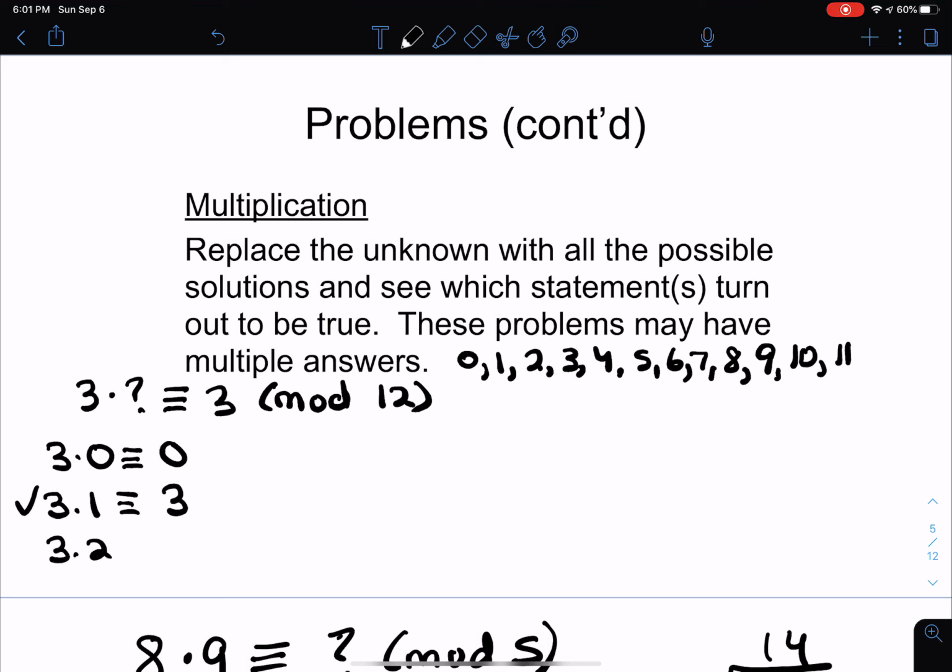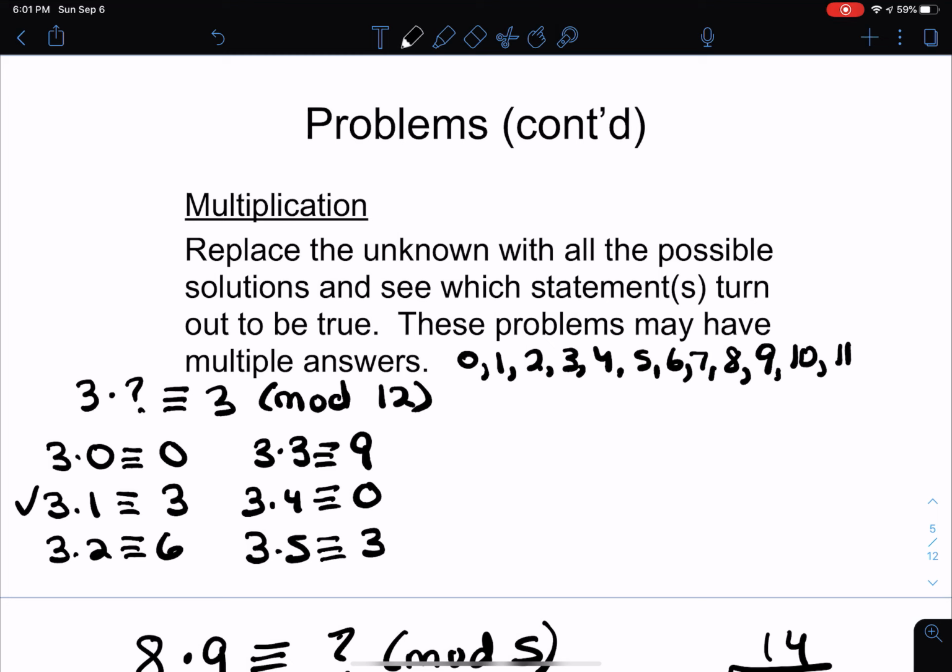3 times 2 is 6, congruent to 6 mod 12. 3 times 3 is 9, congruent to 9 mod 12. 3 times 4 is 12, so that's congruent to 0 mod 12. 3 times 5 is 15, so that's congruent to 3 mod 12. So there's another one. 3 times 6 is 18, so that's congruent to 6 mod 12. You might notice on some of these that you get a repeating pattern. Not all of them, but this is one of them.